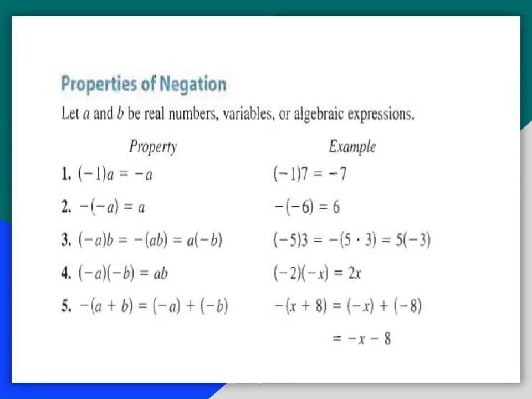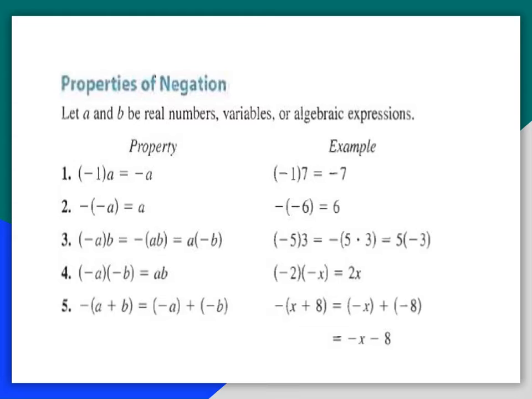So that's kind of like saying the opposite of a negative is positive. Number 3, negative A times a positive B is equal to negative the quantity AB, which is also equal to A times negative B. So it doesn't matter where our negative value is, it will always be the same value. Number 4, negative A times negative B is equal to AB. This is that concept from before that we've had, where a negative times a negative is positive.